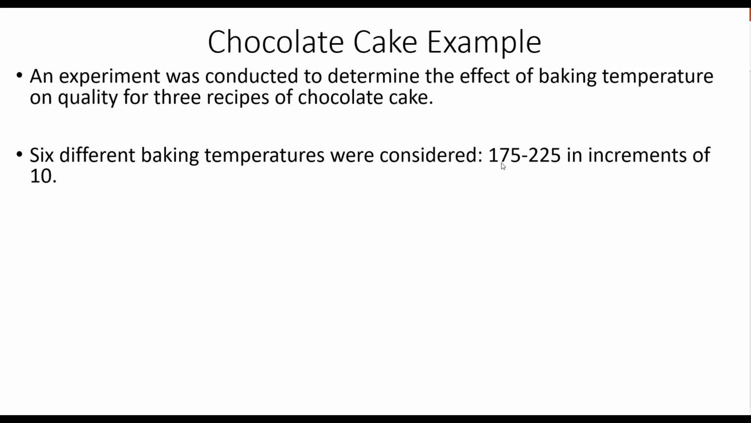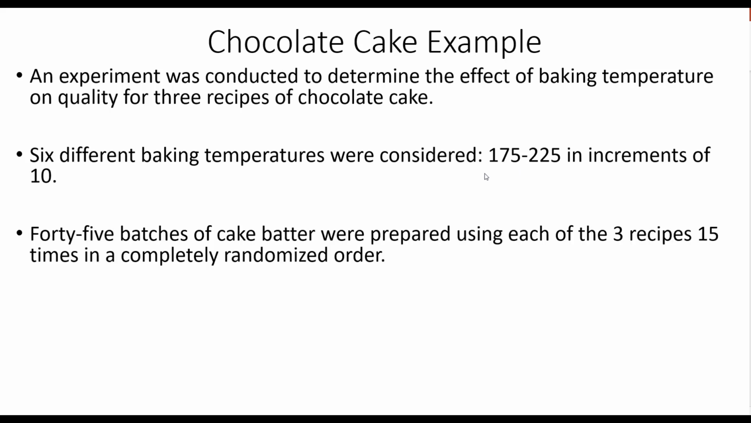This is a numeric variable, but we're going to treat it like it was just a factor and ignore the fact that they're increasing temperatures as they go up. What they did to conduct the experiment was, it would take a long time to go through and make all these different cakes individually. So to save themselves some time, they created 45 batches of cake batter using these 3 recipes 15 times in a completely randomized order.